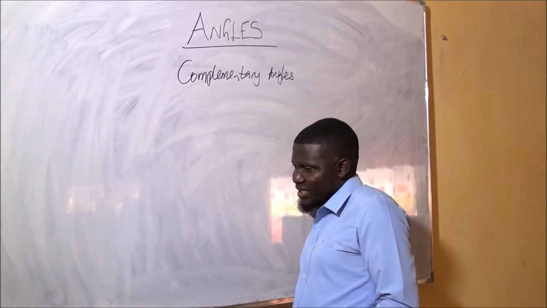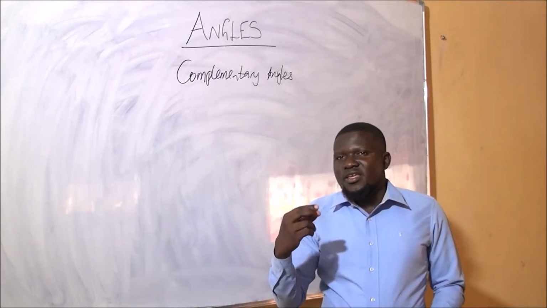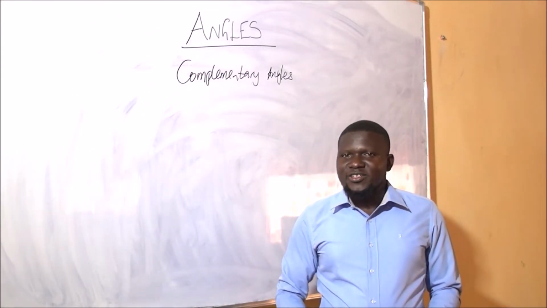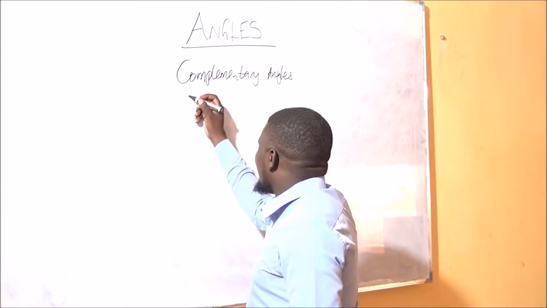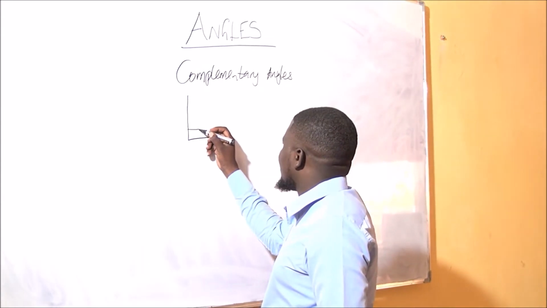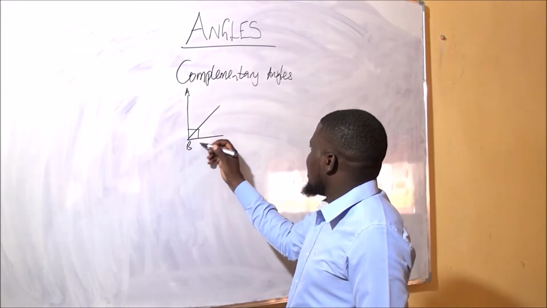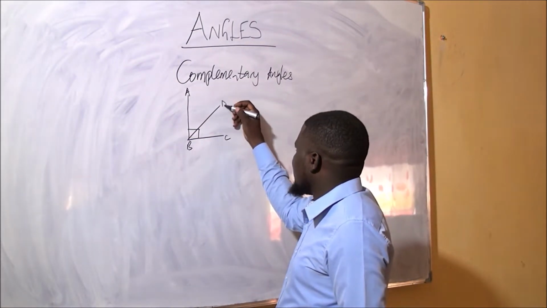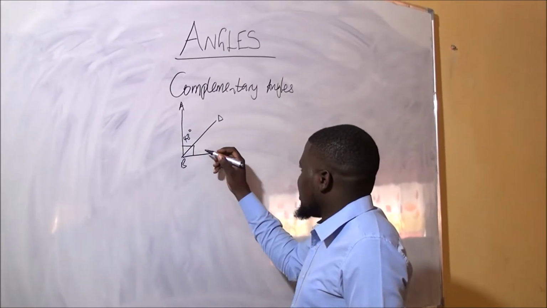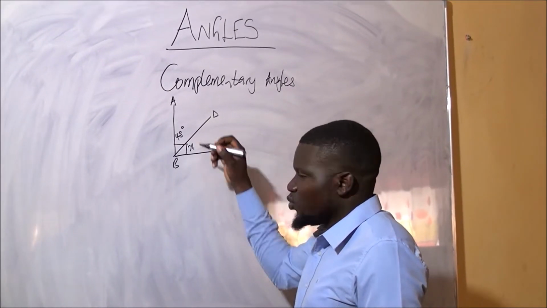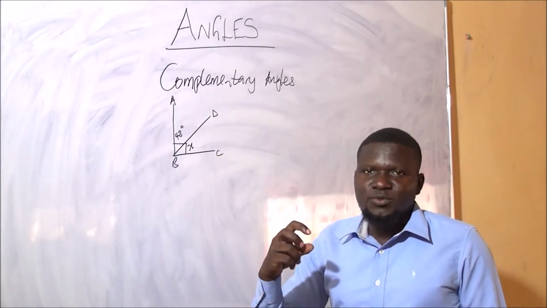What are complementary angles? Complementary angles are two angles that, when you sum them up, give you 90 degrees. They're similar to the right angle. Let's take, for instance, this is our A, this is our B, this is our C, and this is our D here. If this angle here is, let's say, 43 degrees, and this angle is X here, these two angles are complementary angles. The two angles should sum up to 90 degrees.